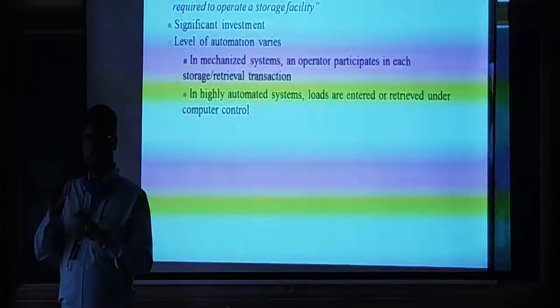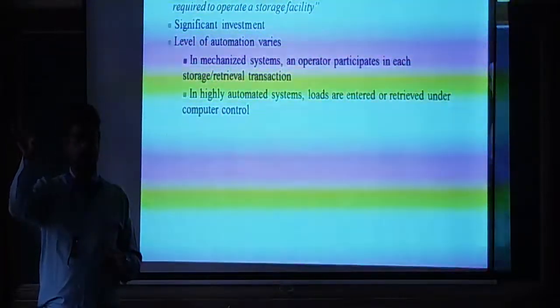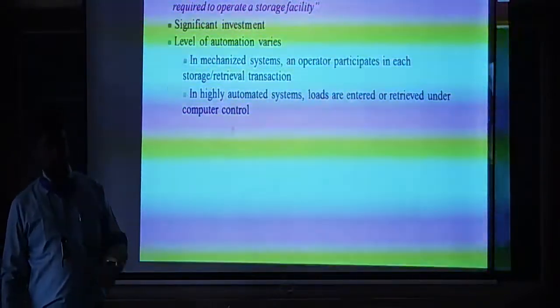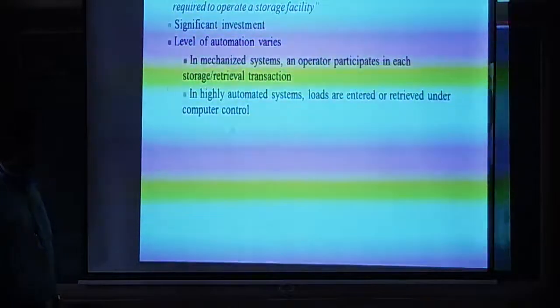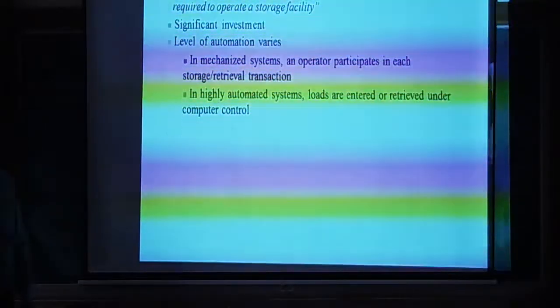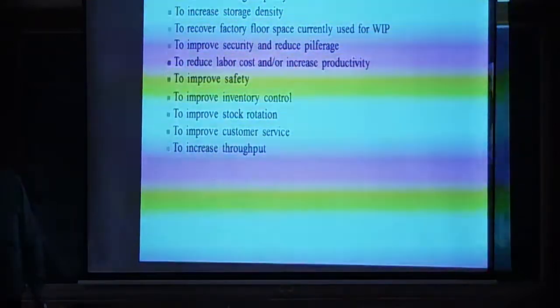So with the help of that identification number, you are giving one number to that particular part, and you are storing it in the shelves or bins in the vertical ASRS or horizontal ASRS. This comes under the highly automated systems.